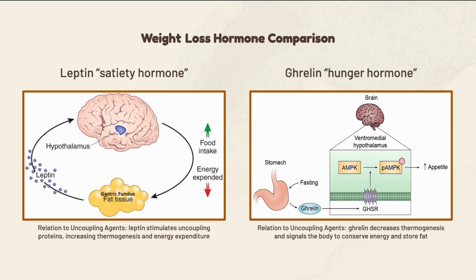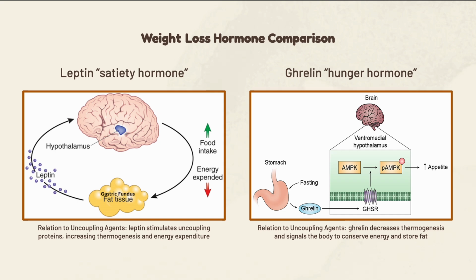Now, our last two slides are going over weight loss, starting with our two weight loss hormones, leptin and ghrelin. So leptin is a hormone produced by the adipose tissue or your body fat, and it sends a signal to the hypothalamus, which is a part of the brain that controls autonomic functions. High levels of leptin decrease appetite and increase energy expenditure, while low levels do the opposite.